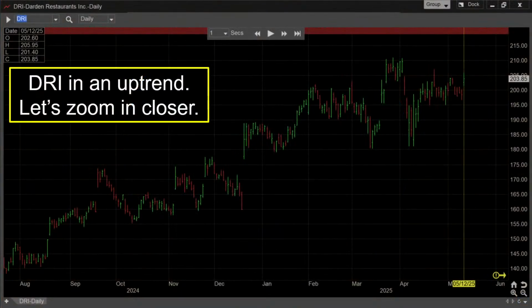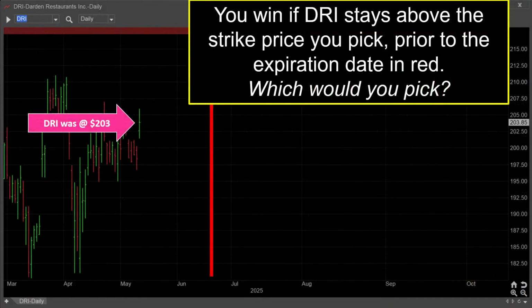All right, here's a trade I took a couple months ago, DRI, Darden Restaurants. It's in a very nice uptrend, moving from lower left to upper right. Everything looks good. On the day I took the trade, the stock's at 203. Now, the next thing we do, we go out to our options chain in our broker. We're going to look for options that expire in 21 to 45 days. And then we're going to look at the strike prices.